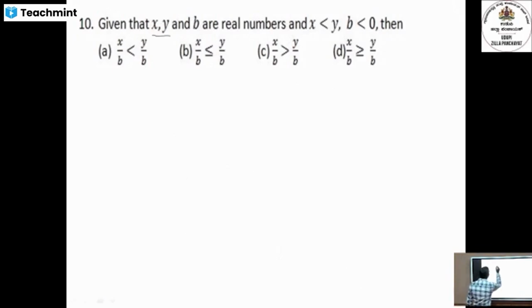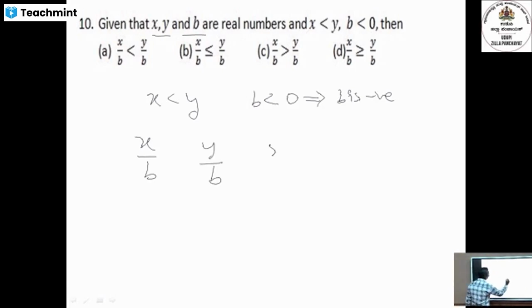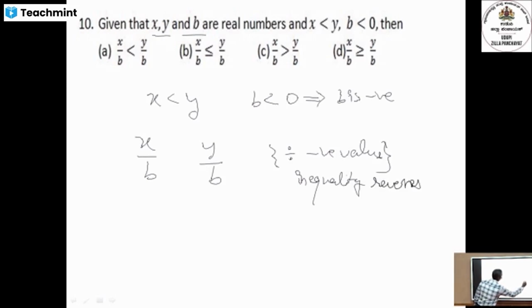Given that x, y and b are real numbers, so x is less than y, b is less than 0, implies what? b is negative. Here if you check the options, you can see that everywhere x by b, y by b. What you are doing? Dividing by negative value. What happens to the inequality? Inequality reverses. So less than becomes greater than. x by b greater than y by b.